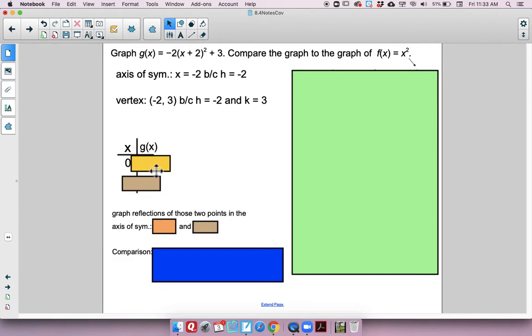Looks like 0 is a great one to plug in, right? Easy to use. So if x is 0, 0 plus 2 is 2, 2 squared is 4, times -2 would be -8, plus 3 gets us -5. And what else do you think would be a good one to use? -1. -1 plus 2 is equal to 1. 1 squared is 1 times -2 is -2 plus 3 gets us 1. Awesome. And then you reflected those points, hopefully. Got -4, -5, and -3, 1.